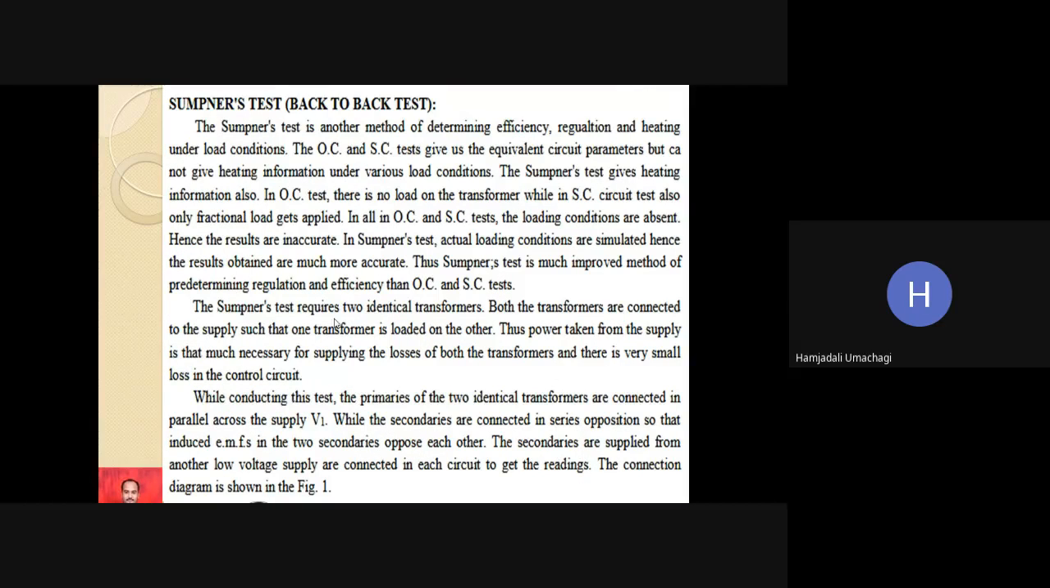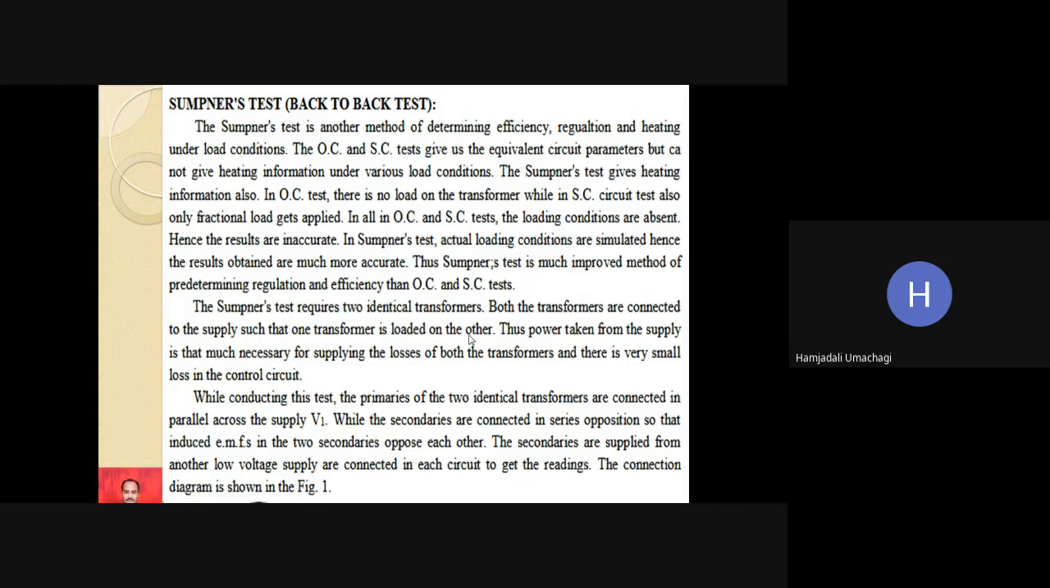The Sumpner test requires two identical transformers. Both the transformers are connected to the supply such that one transformer is loaded on the other.